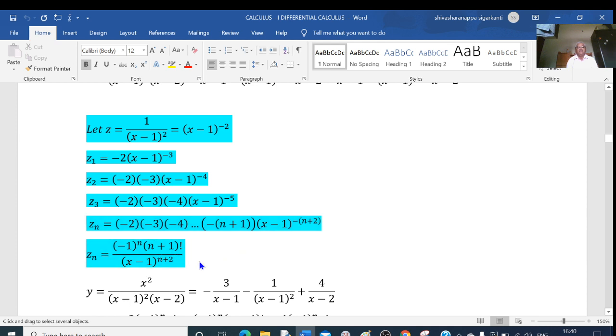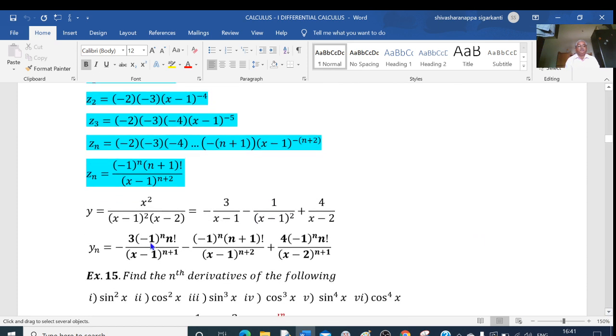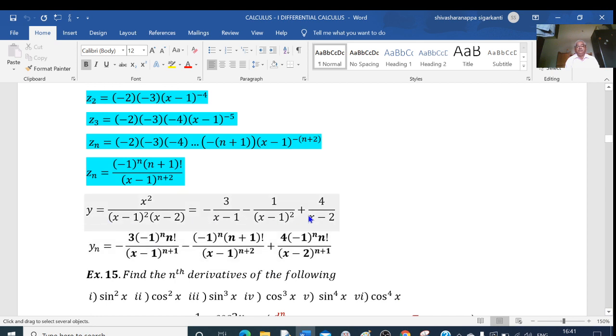And if I write this in the denominator, I will write this as x minus 1 to the power of n plus 2. So this is the nth derivative of 1 by x minus 1 square. So that is, we found the nth derivative of this. Okay. Now we find the nth derivative. So y equal to this.